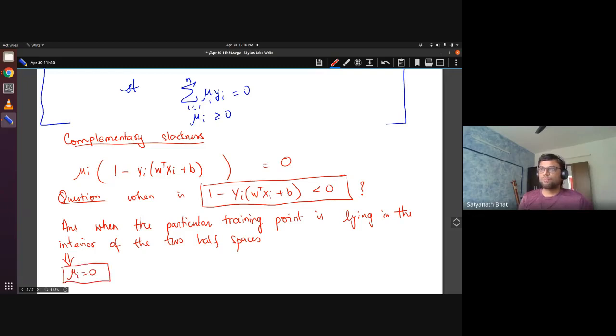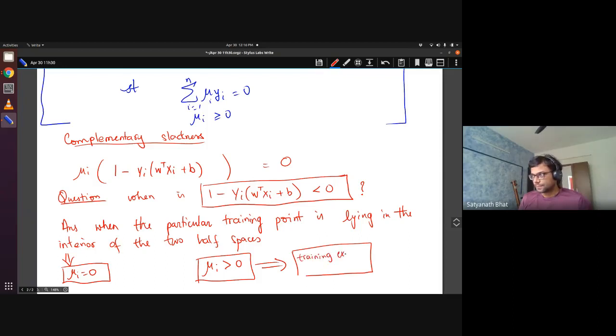So basically, when mu i is strictly greater than 0, you get the support vectors. That particular training example is a support vector. And what is a support vector? Support vectors are those vectors which touch the half spaces, which touch the lines. They are on the boundary of the half spaces, right? So if mu i is equal to 0, they are not support vectors.